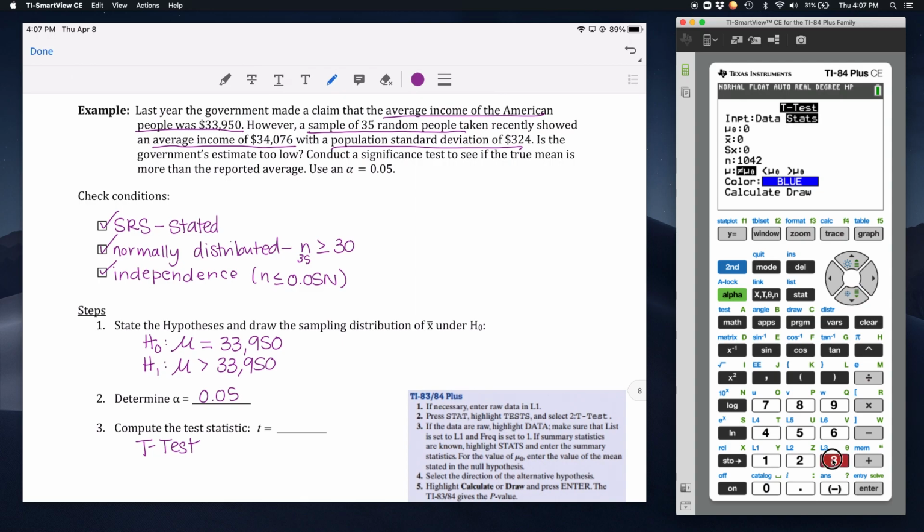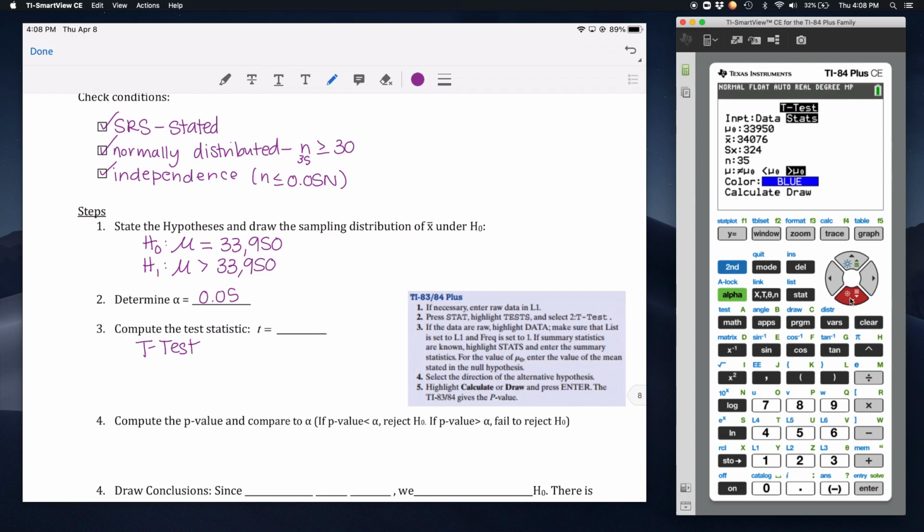Our mu is 3,950. The mean of our sample is 34,076. Our standard deviation there is 324, and our n is 35. And we're looking at this is greater than.